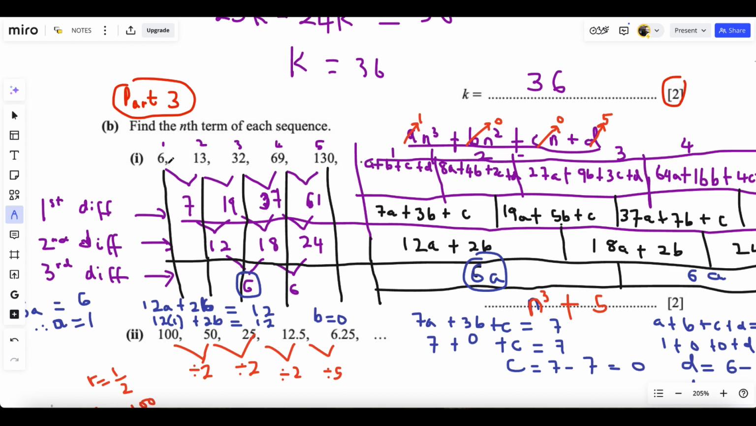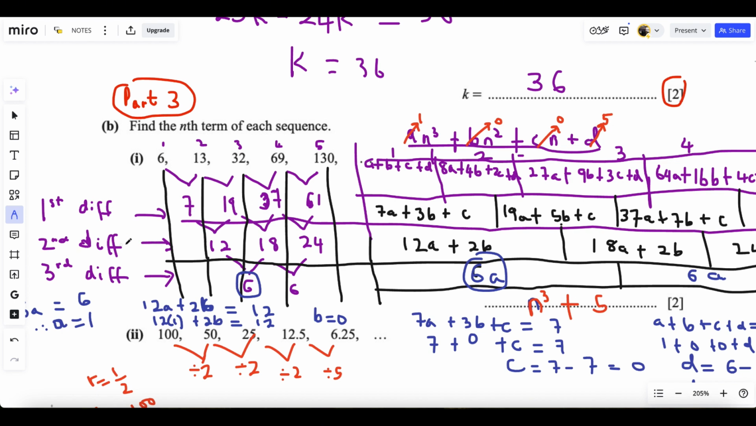Now they've given us a sequence. They say 6, 30, 32, 69, and 130. So we're going to find the first level difference. We get 7. Here, between this and this, that's 32 and 30, we get 90. The difference between 69 and this, we get 37. The difference between 130 and 69, we get 61. So you can see they are not the same.